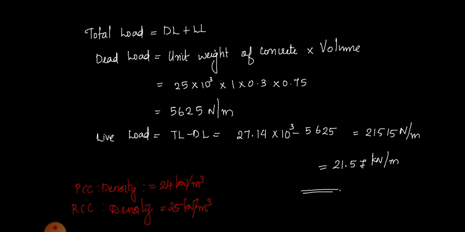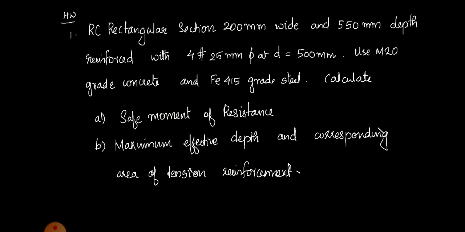So first we have to find out the dead load, then subtract that dead load from the total load, and then we will be able to obtain the live load. Dead load is given by unit weight of concrete into volume. Dead load can be calculated as follows, and deducting that from the total load we will get the live load as 21.57 kN per meter. Okay, this is a homework question. Okay, thank you.